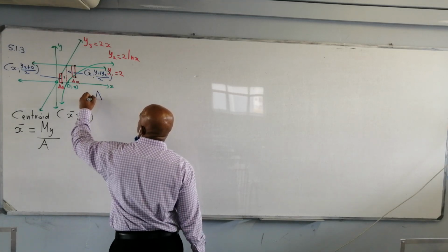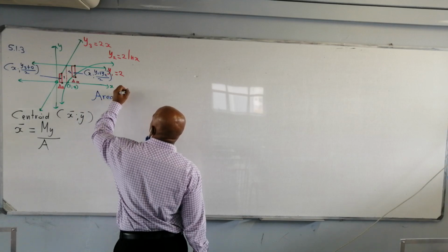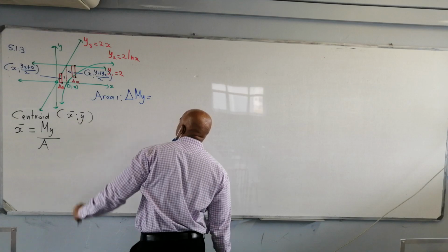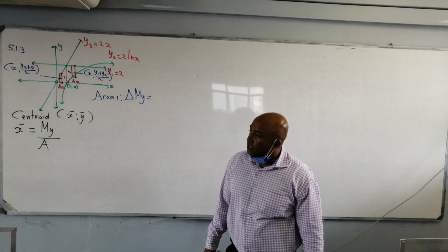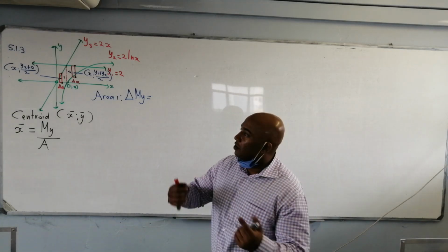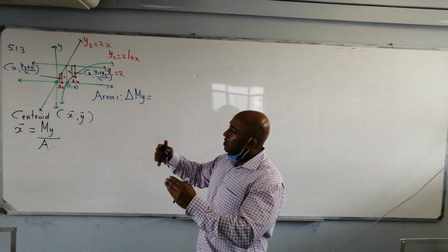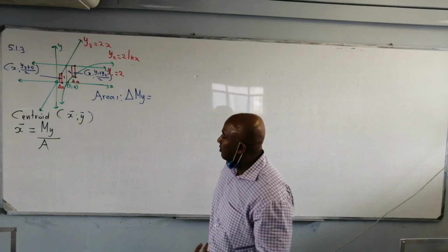For area 1, we have delta My. What we want to do is work out the moment about the y-axis for area 1. We need to work out the moment about the y-axis for area 2. Then we get our total moment, and then we can divide. Because we have 2 moments, we need to add them up.